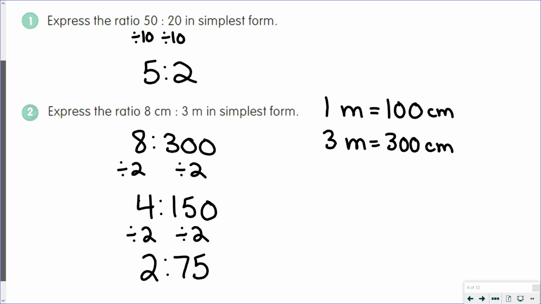If you recognize from the beginning that you can divide both 8 and 300 by 4, then absolutely divide both of them by 4 and get it done in one step as opposed to taking 2 steps. But as long as you get that ratio down to 2 to 75, I'll be okay with that.